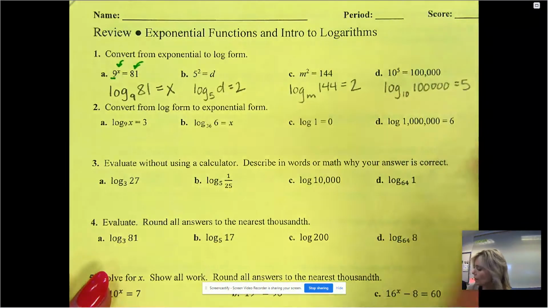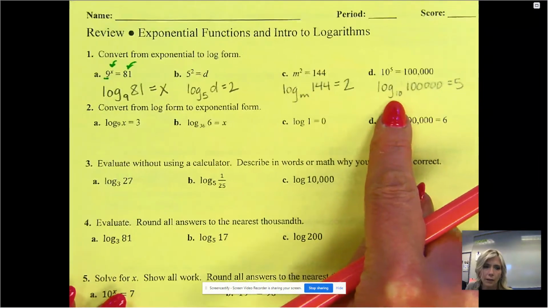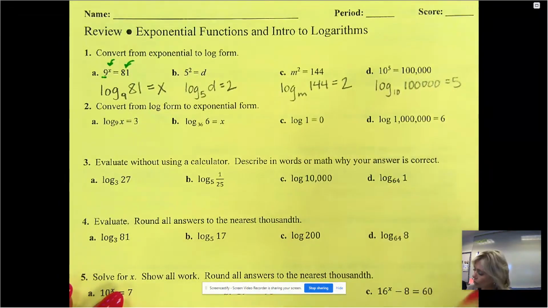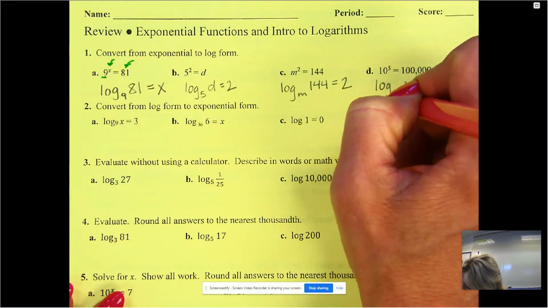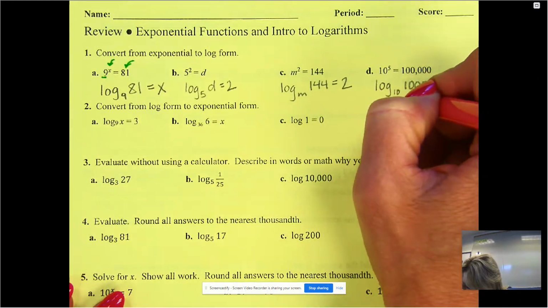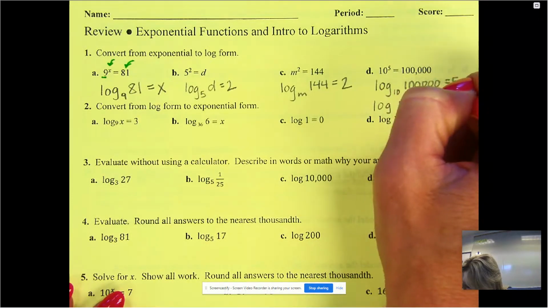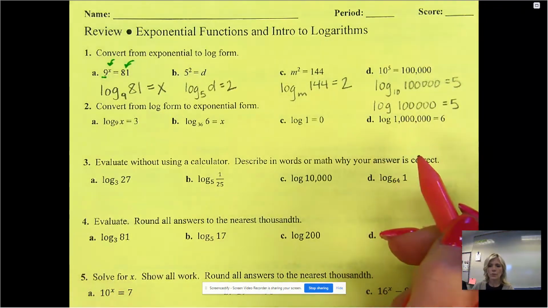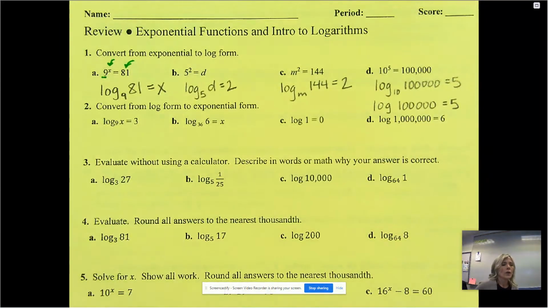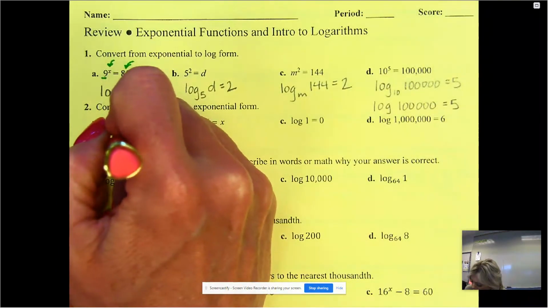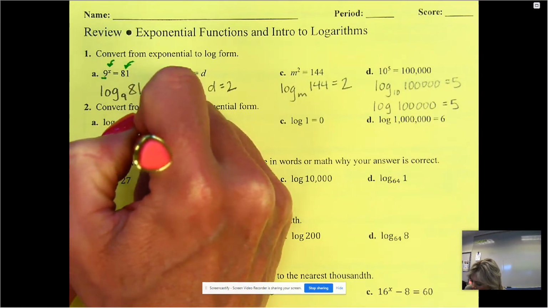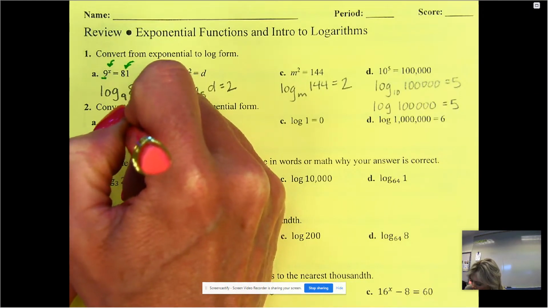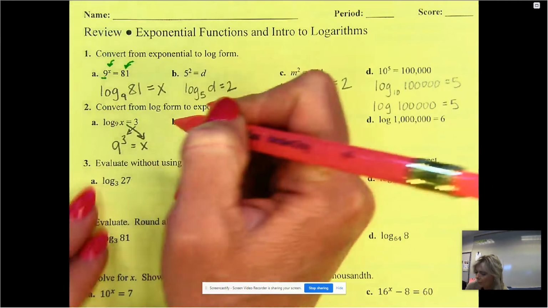equals 5. Now, when the base is 10, you don't actually have to write it. You can just write the log of 100,000 equals 5. So either of those answers is correct. Okay, going in the other direction, we take the base from here, the exponent from there equals this. So the exponent goes there, this becomes the answer.